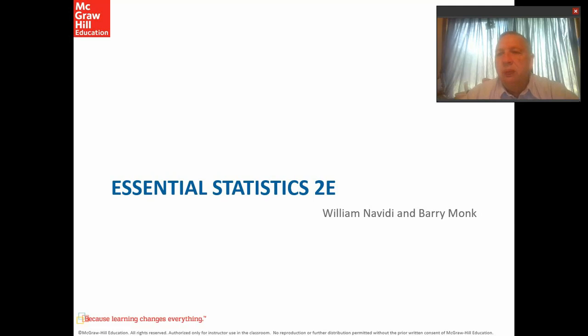In 9.2, we're going to look at proportions. So we're going to look at a proportion of one group of people, and the proportion of a second group of people. We're going to assume that they're independent, they're not the same group, and then we're going to look and see if there's any difference between those proportions. So let's get started.